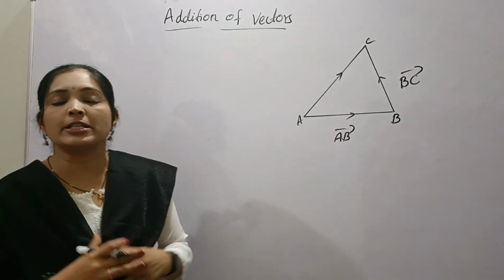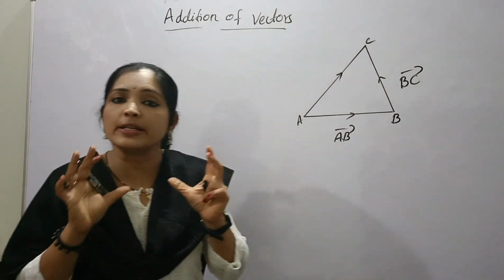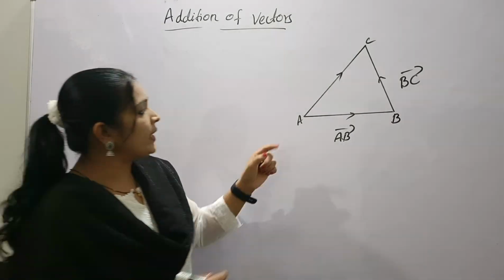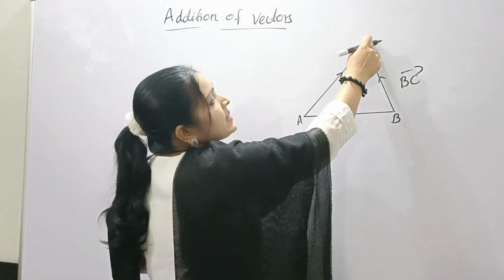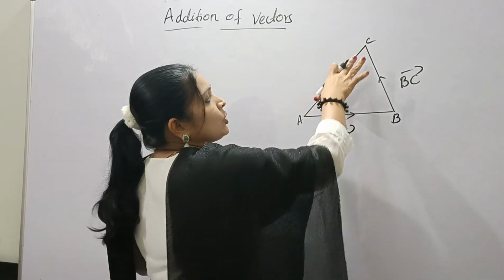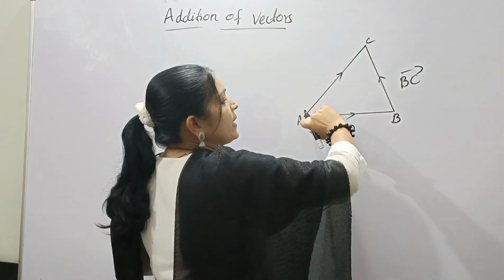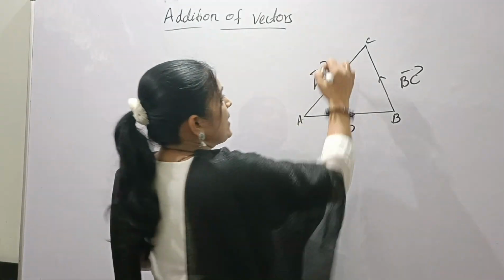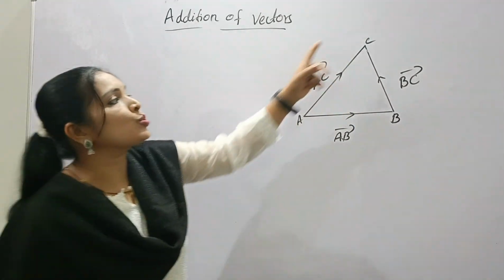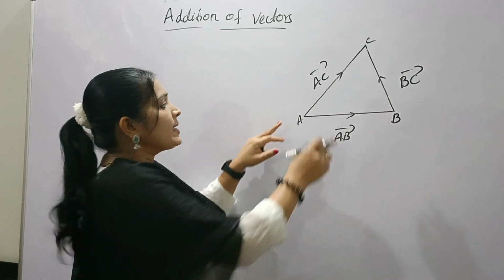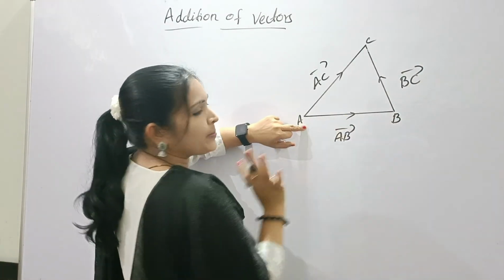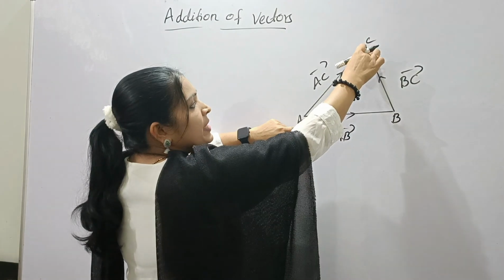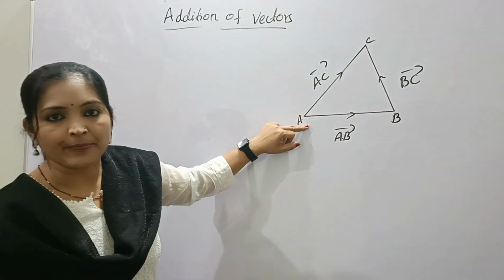See, what is displacement? Displacement is nothing but the shortest distance between the initial point and the end point, right? So here it is the initial point and it is the end point. So the total displacement is nothing but vector AC. Vector AC is the displacement from A to C. That is the net displacement: vector AB plus vector BC is equal to vector AC.